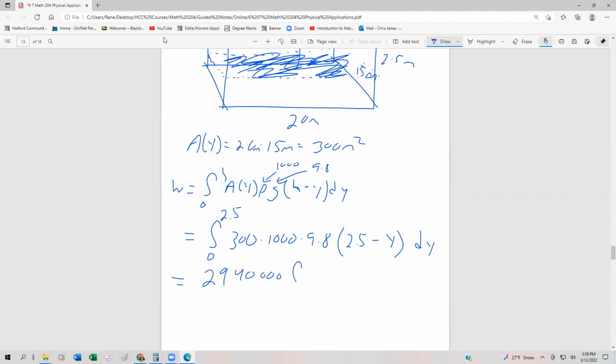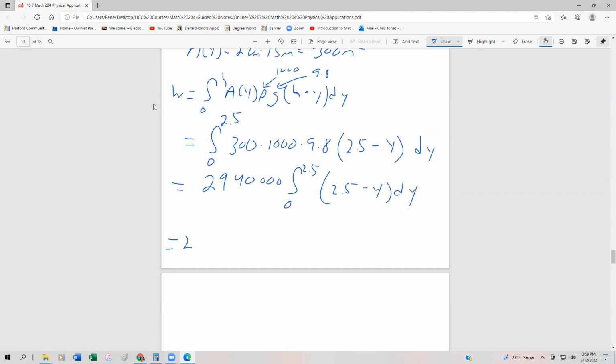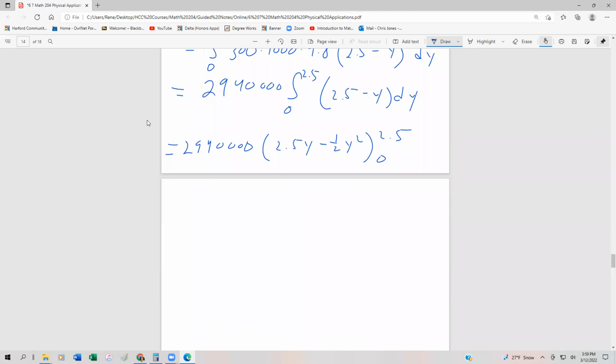2,940,000 times the integral from 0 to 2.5 of (2.5 minus y) dy. And this makes it really easy, right? So now we get 2,940,000 times, right, 2.5y minus 1/2 y squared, from 0 to 2.5. Right? And then substituting 0 in doesn't matter. So 2,940,000, all right, and then we're going to have 2.5 squared minus 1/2 of 2.5 squared, all right, minus 0.